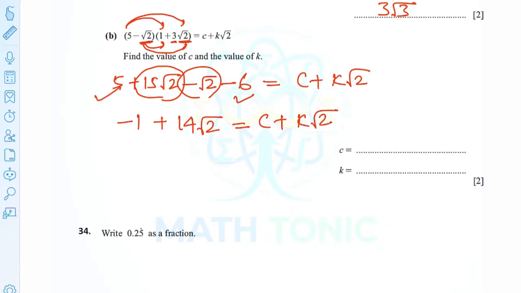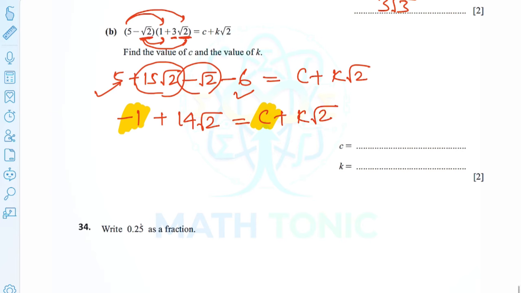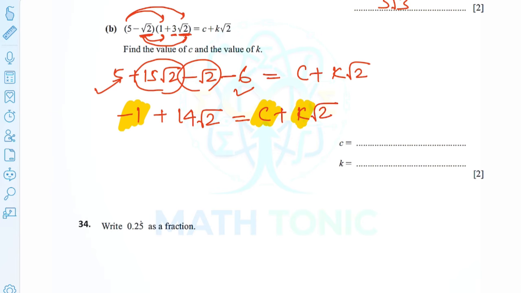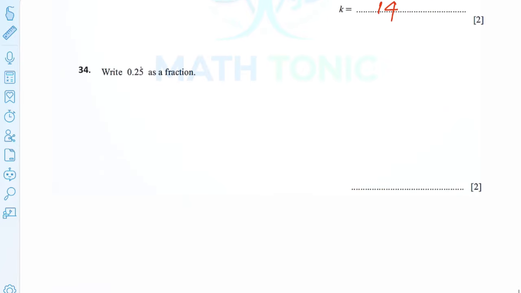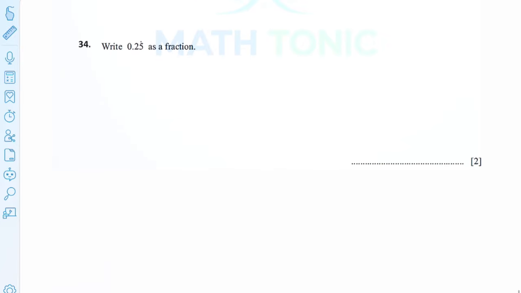Now please compare the coefficients. This is the constant C, and the coefficient of root 2 is K, and this is 14. So simply we can write down here C equals minus 1 and K equals 14. Got it, everyone, clearly? Now question number 34.